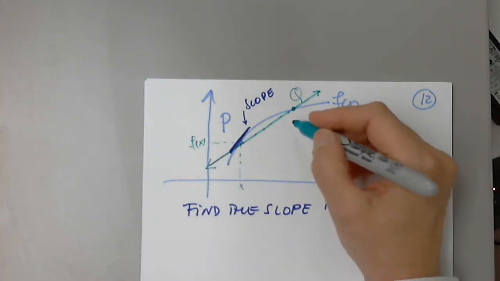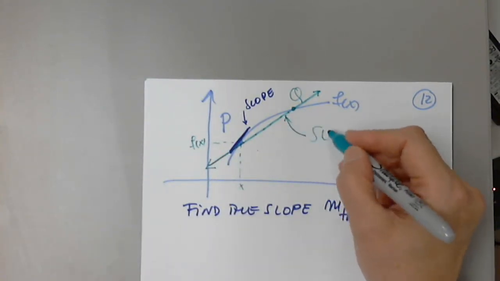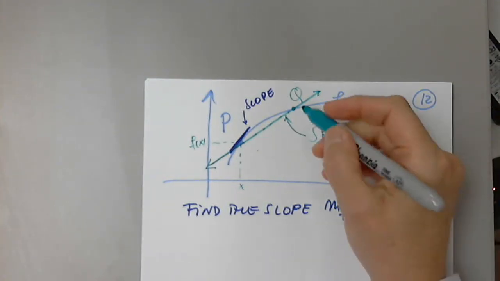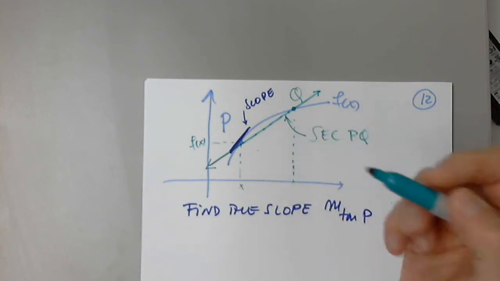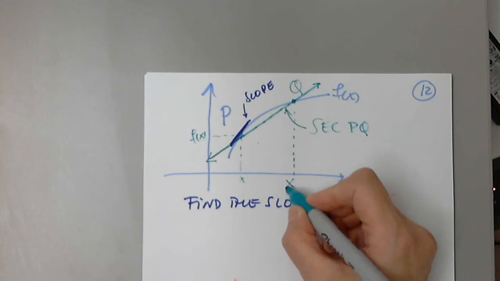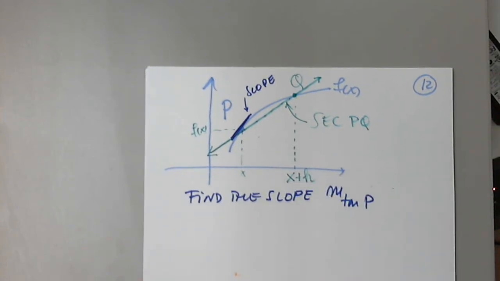I will determine the slope of a secant line, PQ. And you can say, who cares about it? Why do you care? Just find the slope of the tangent. That's what I'm asking you to do. Here I am creating a secant line, and it doesn't really matter where I create this point. Let's say x plus a little bit.